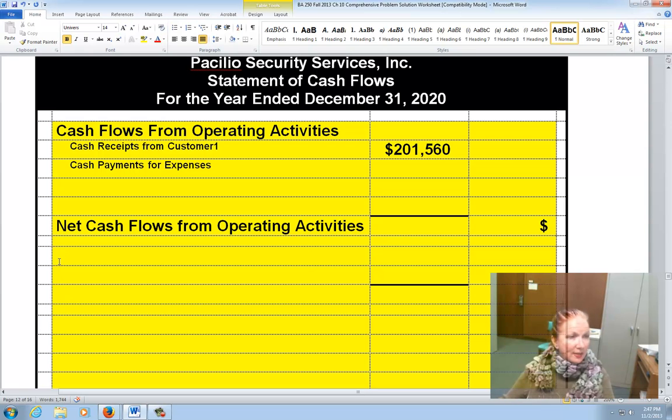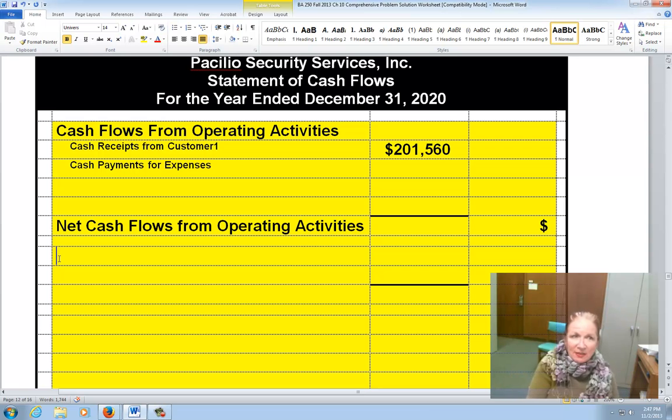And then we're going to have our net cash flows from investing activities and our net cash flows from financing activities. Now last week you didn't have an investing activity, so we're adding that for this week. We've been buying this land in every transaction throughout the chapter just so we'd have an investing activity. And then you get your financing activities.